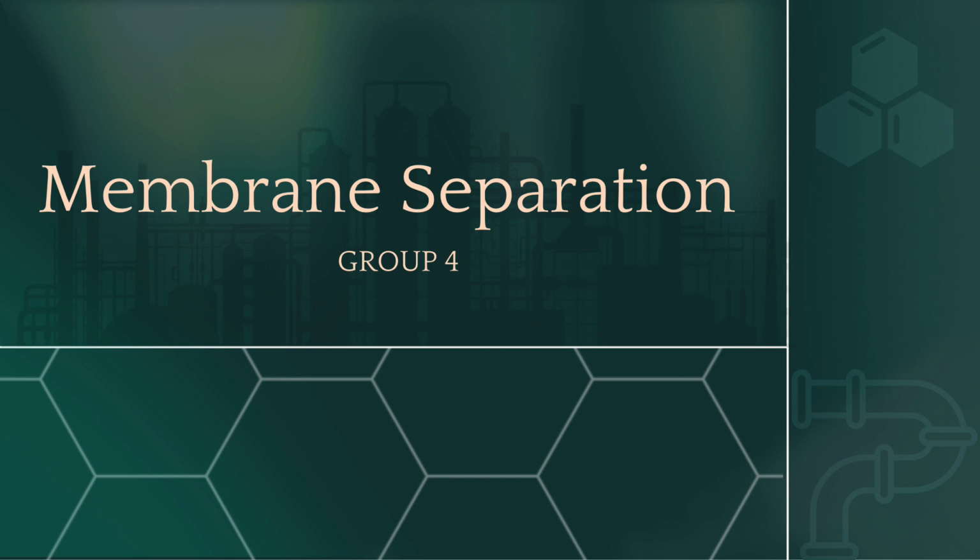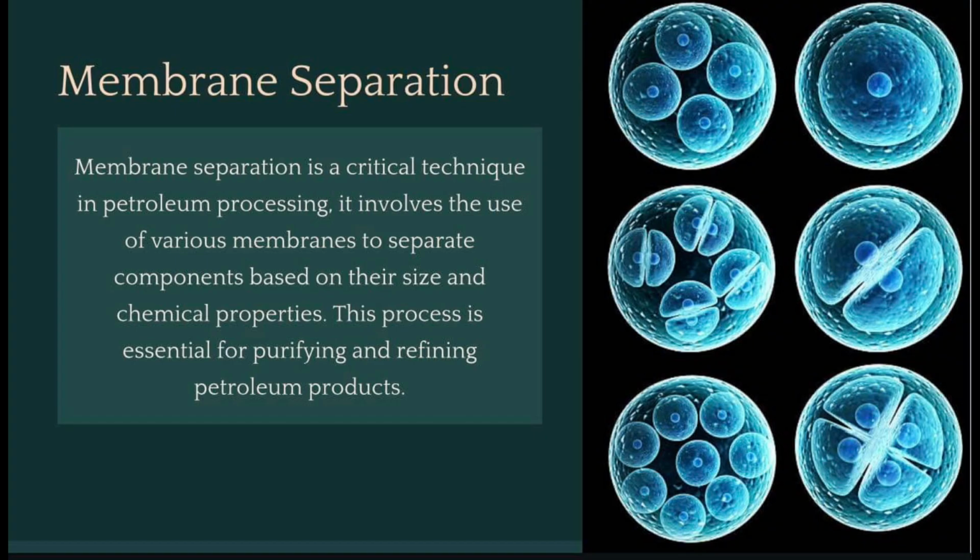So let us first define what is the membrane separation. Membrane separation is a critical technique in petroleum processing. It involves the use of various membranes to separate components based on their size and chemical properties. This process is essential for purifying and refining petroleum products.